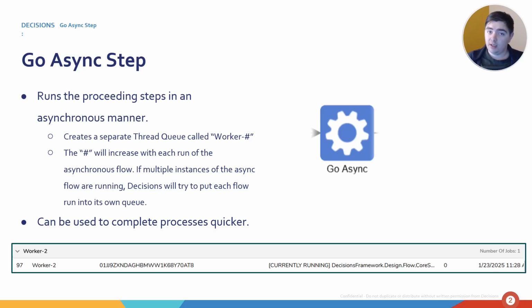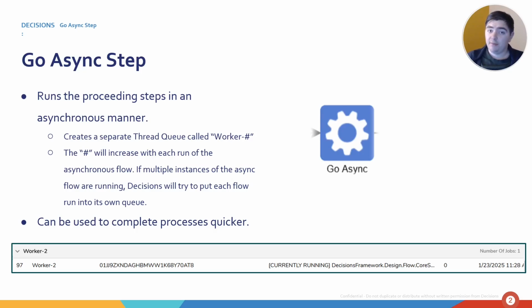It can be used in a variety of circumstances. Every single worker queue is given a number, and Decisions ensures that each worker queue that it creates is not named the same number as a separate worker queue that was created by the same flow step running multiple times.